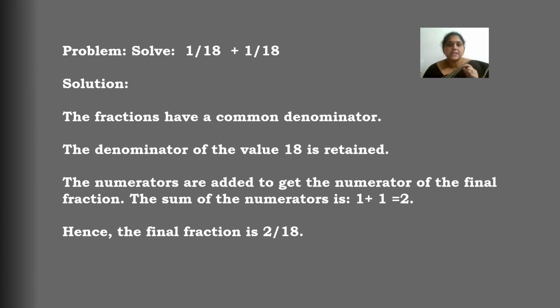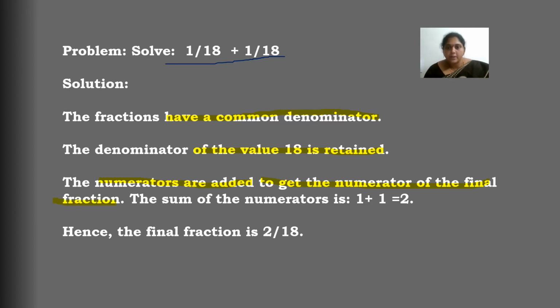Here we will see some examples of how to add like fractions. My problem is 1 by 18 plus 1 by 18. The fractions have a common denominator. The denominator 18 is retained, meaning we write it at the end. The numerators are added to get the numerator of the final fraction.